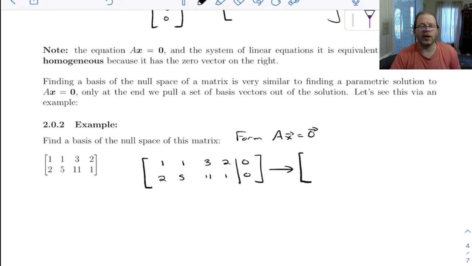Now, one thing you can look at here, you can say this is definitely going to give us at least one free variable, because it'll actually give us at least two, because this matrix, when you row reduce it, it's only got room for two leading ones. So we'll have at least two free variables. But let's row reduce it.